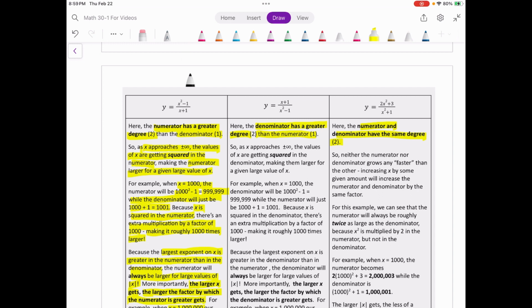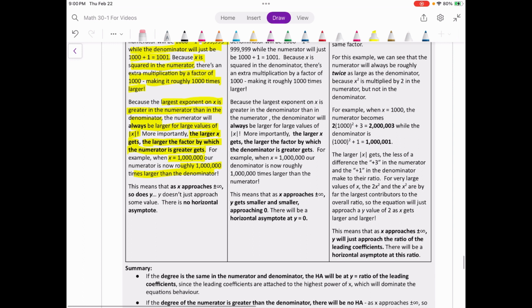Keep extending that. What about when x is 1,000,000,000? The numerator is about 1,000,000,000 times larger than our denominator. So if the numerator is just getting larger and larger compared to the denominator, then overall this fraction is getting larger and larger, and therefore y is just getting larger and larger, and it's approaching infinity itself.